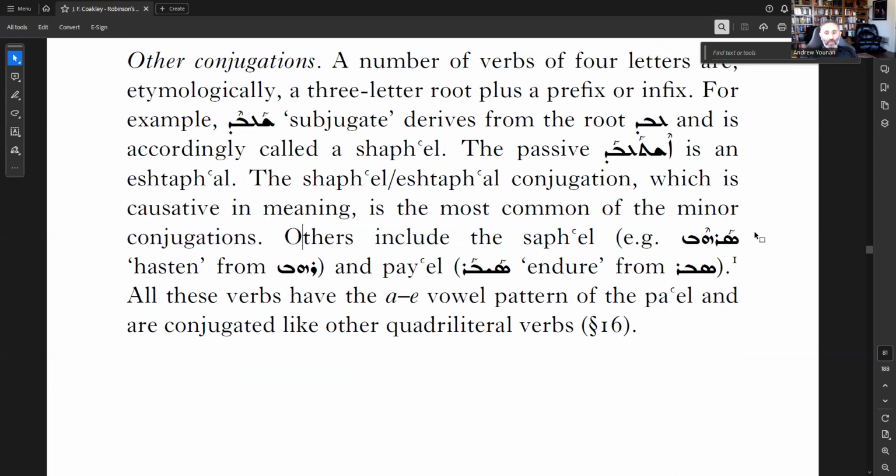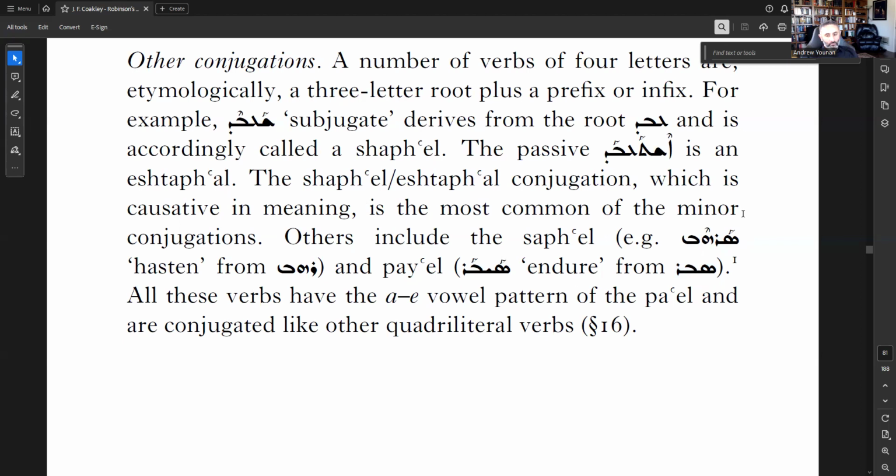Others include the sap'al. So here, a simkath can also be added to the beginning. Sarhew, which means to hasten, from rahew. And then the pay'al, saybar, to endure, from sbar. So here, this is interesting. So you see the word sarhew. What does this mean? The simkath is actually not part of the root. So you're going to look up rahew, and you're going to look deep into that entry, and you're going to find sarhew. This can be a little bit tricky. Saybar, to endure, you actually look up swar, which means to hope.